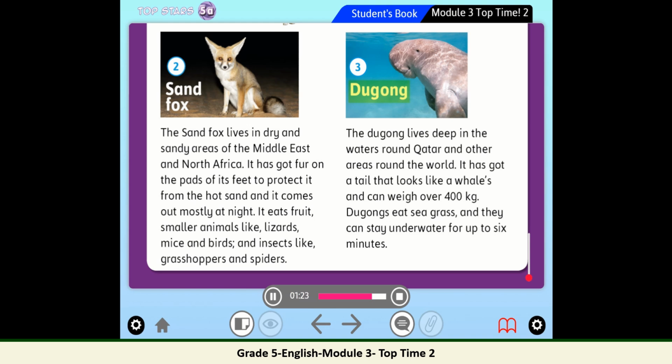3. Dugong. The dugong lives deep in the waters round Qatar and other areas round the world. It has got a tail that looks like a whale's and can weigh over 400 kilograms. Dugongs eat seagrass, and they can stay underwater for up to 6 minutes.